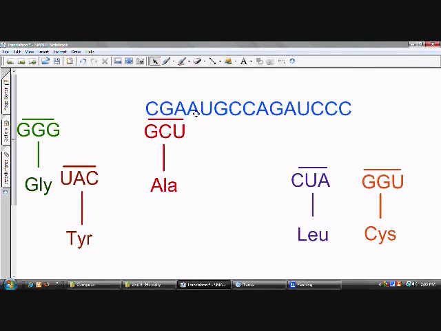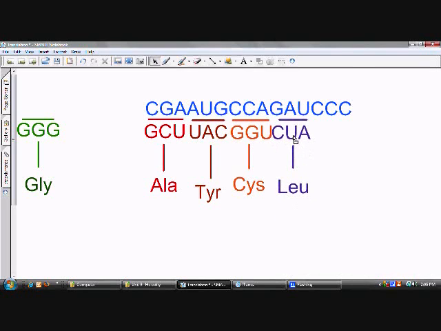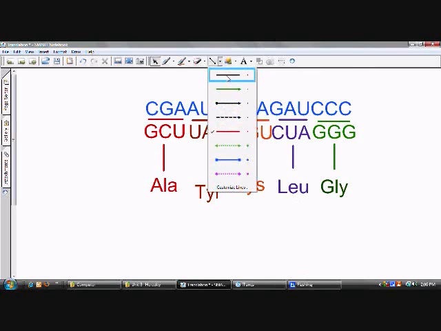The next codon is AUG. That will match up with UAC. That brings in tyrosine. Then we got CCA. That would match up with GGU. Brings in cysteine. Then you got GAU, which matches up with CUA, which brings in an amino acid called leucine. Then you got CCC, which matches up with GGG. That brings up glycine.